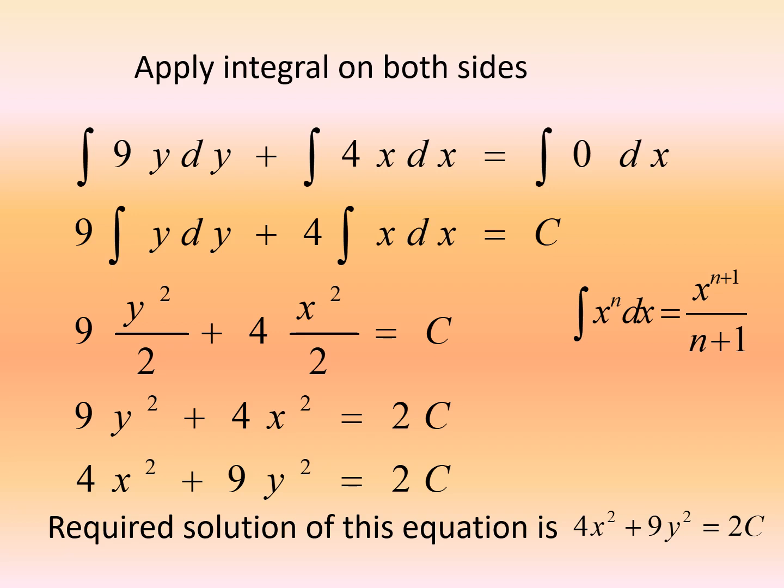Next line, if you take LCM throughout this equation, we got 2 and send 2 to the right side part. Then it becomes 9y square plus 4x square equals 2c. Rearrange this line. 4x square plus 9y square equals 2c, where c is a constant. So the required solution of this equation is 4x square plus 9y square equals 2c.